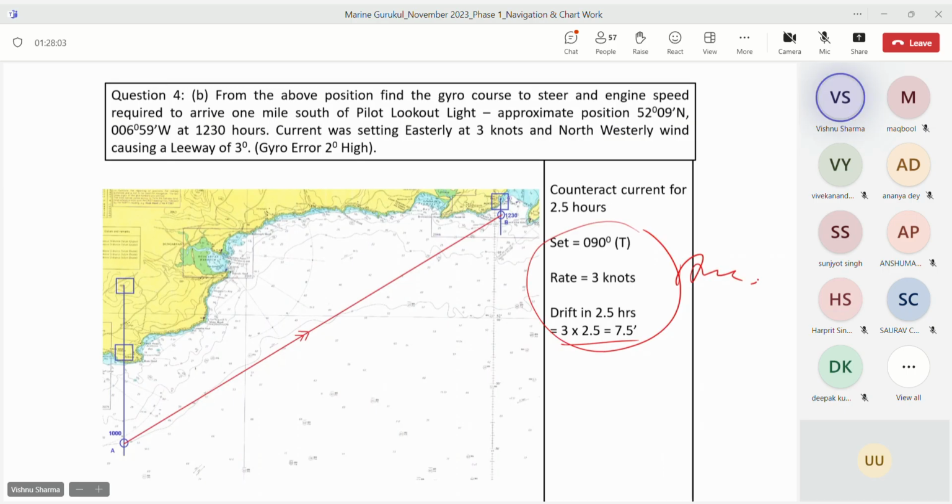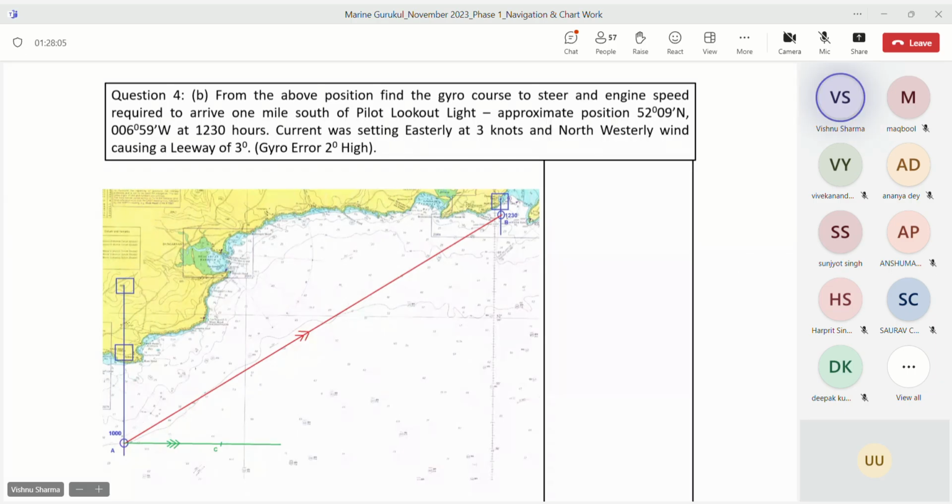Now we draw the set easterly and we mark off point C. Distance AC is 7.5 miles. This is 090 degrees true into 7.5 miles. Am I clear, beta? And I get point C. Yes or no? Yes, sir.